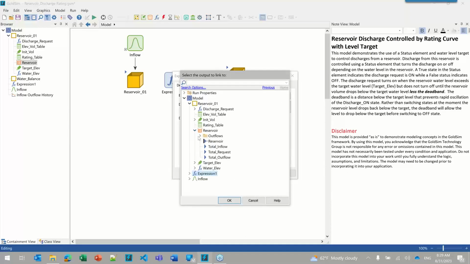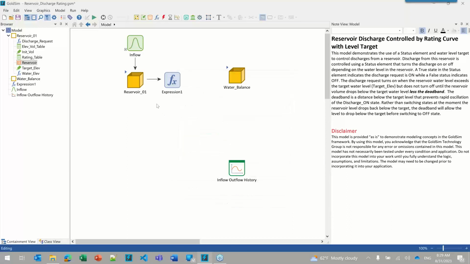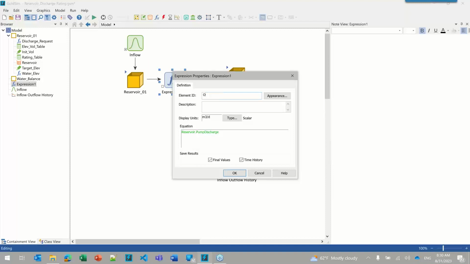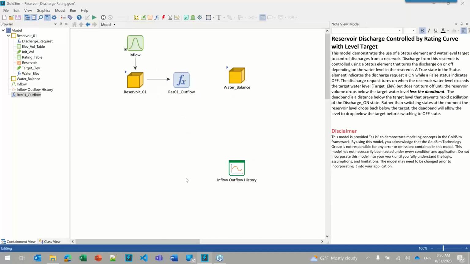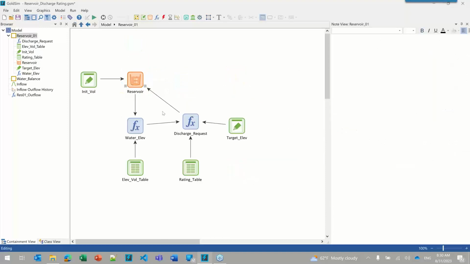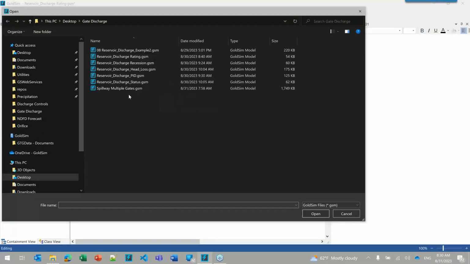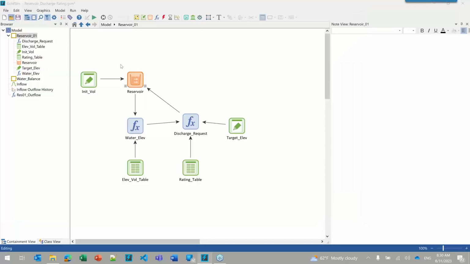So I'm going into the outflows of that reservoir. I'll just say res 01 outflow, separate from the request, right? Okay. Anyway, so that's a rating curve. Let's go on to another one. Let's look at a recession curve.